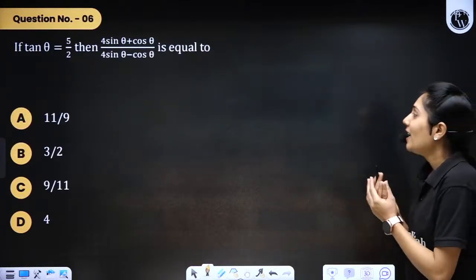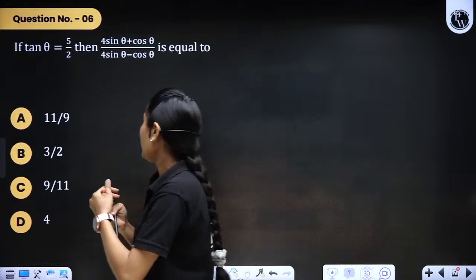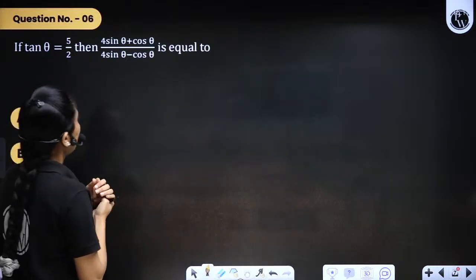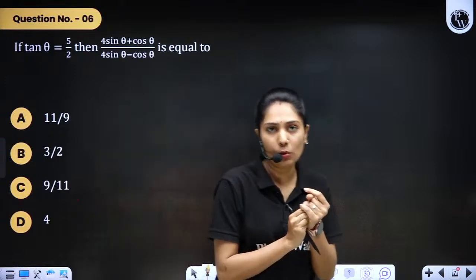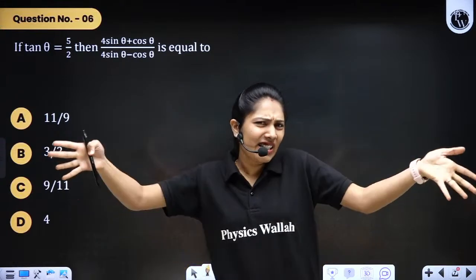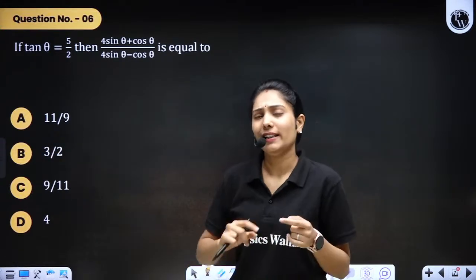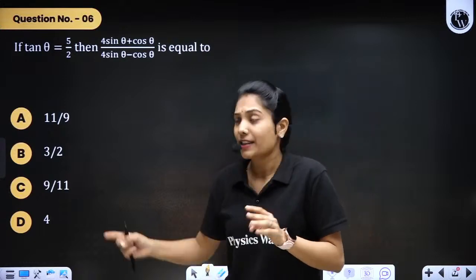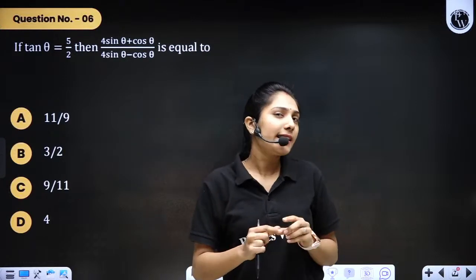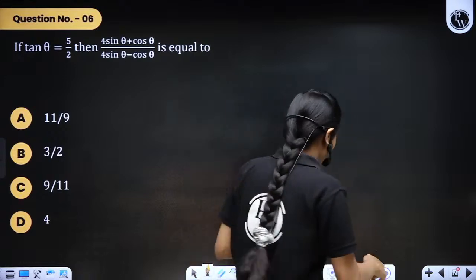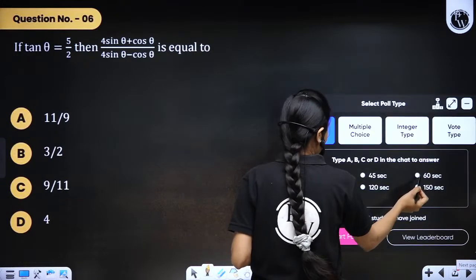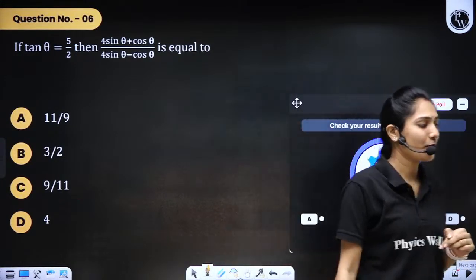Next. If tan theta is 5 by 2, then 4 sin theta plus cos theta upon 4 sin theta minus cos theta is equal to. Now there are two ways. One is the lengthiest way, where we have to calculate sin and cos using tan. And the second one is the shortest one, that I'll tell you after some time. So calculate it by yourself first. What should be the value?